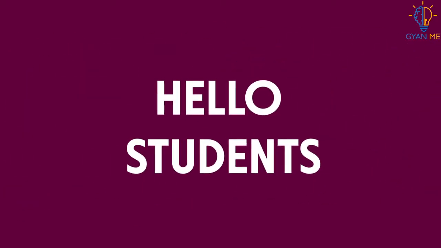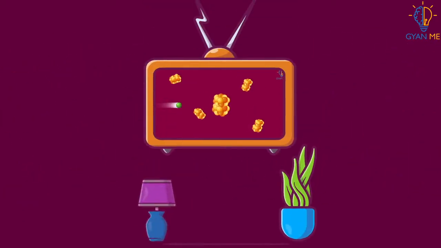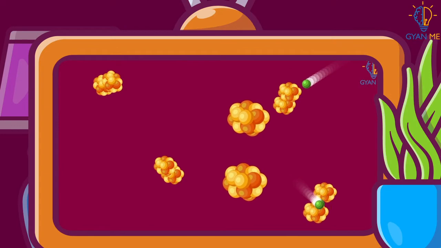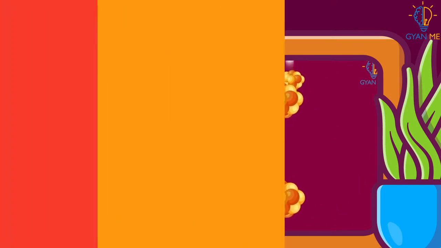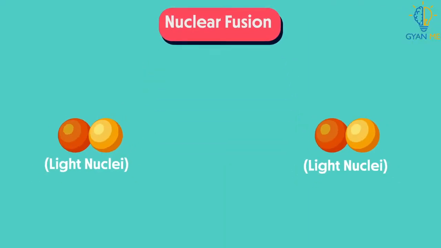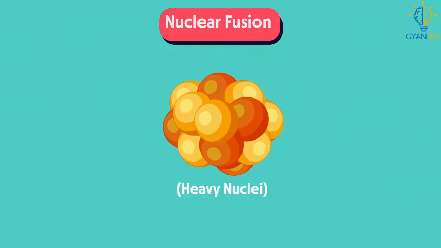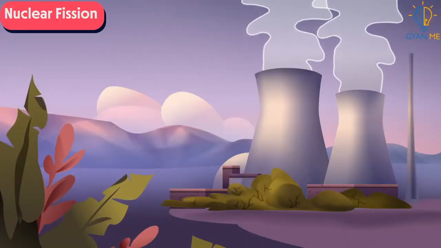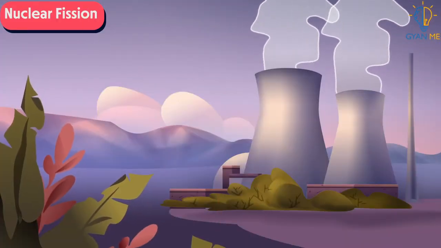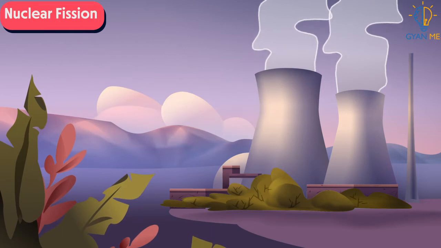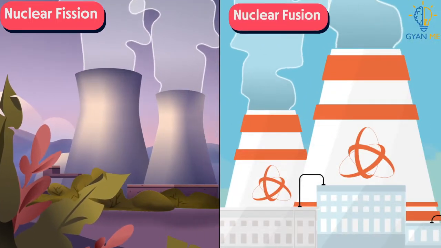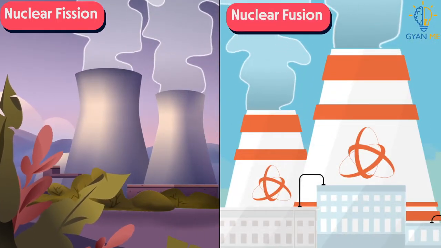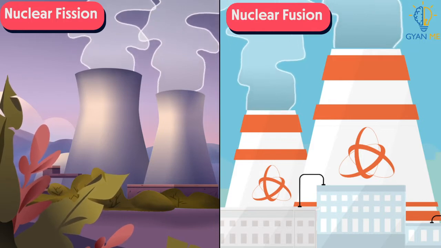Hello students, in our previous video, we learned about nuclear fission reactions. In this video, let us learn about nuclear fusion. It is the second type of nuclear reaction where two light nuclei fuse to form a heavy nucleus. Do you know students, currently all commercial nuclear reactors are based on nuclear fission. But there is another possibility of nuclear energy generation via a safer process called nuclear fusion.